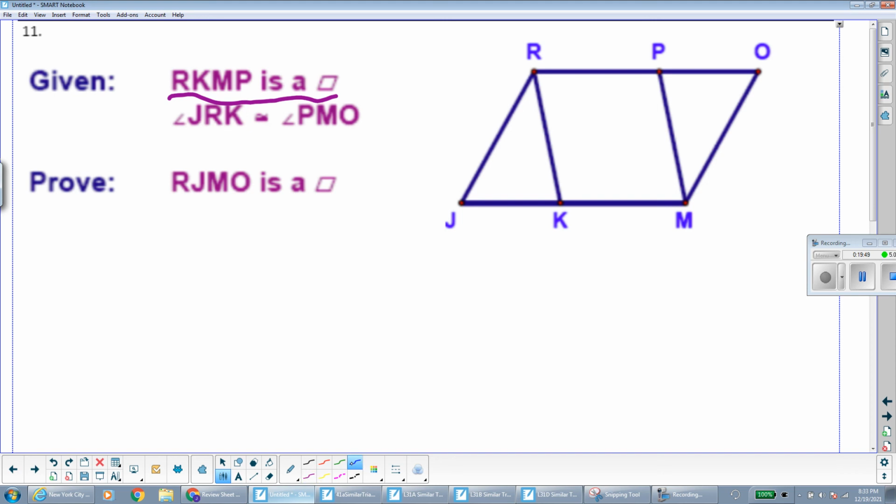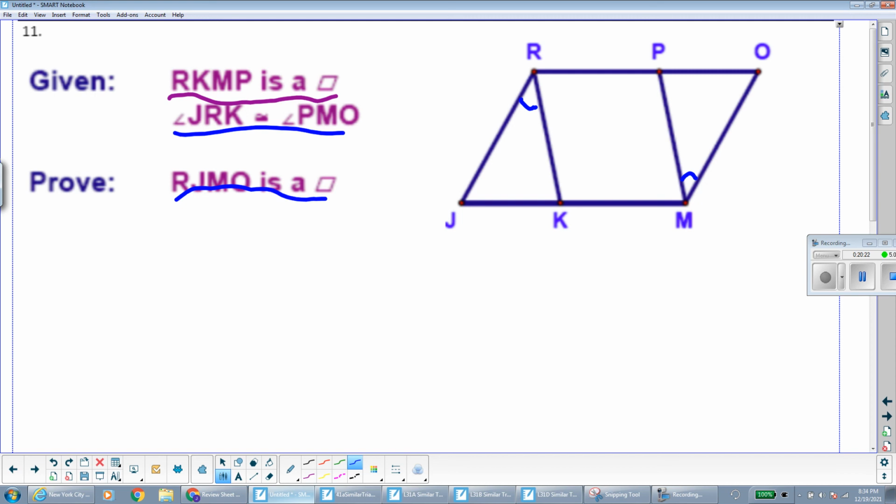So we know a lot of things about it, because at this point we know a lot of properties of parallelograms. And we also know angle JRK, this angle right over here, is congruent to angle PMO, this angle right here. And our ultimate goal is to prove that RJMO, so the large quadrilateral on the outside here, is also a parallelogram. So we have a couple of methods of proving that we have a parallelogram. So we kind of got to think about the information and see which method we are going to be able to prove based on the information that we're given.